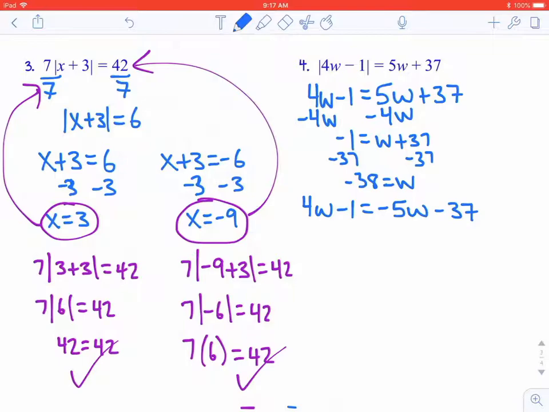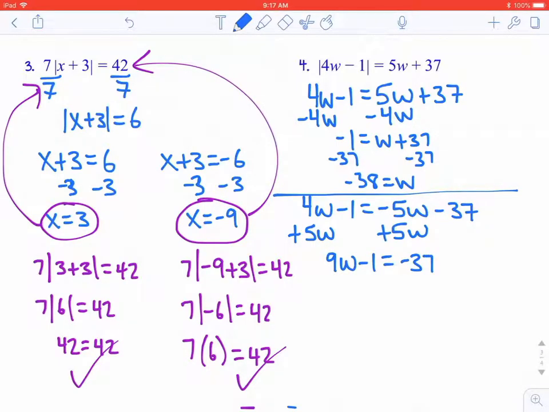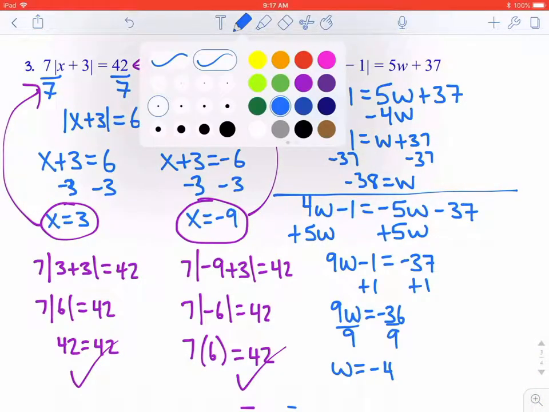And then let's solve this second equation right here. So if I decide to keep them positive, let's add 5w to both sides. So we get 9w minus 1 equals negative 37. So let's add 1 to both sides, and we get 9w equals negative 36. And divide by 9. So w might equal negative 4. We just need to check it.